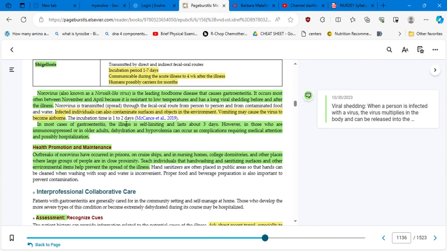Infected individuals can also contaminate surfaces and objects in the environment. Vomiting may cause the virus to become airborne.